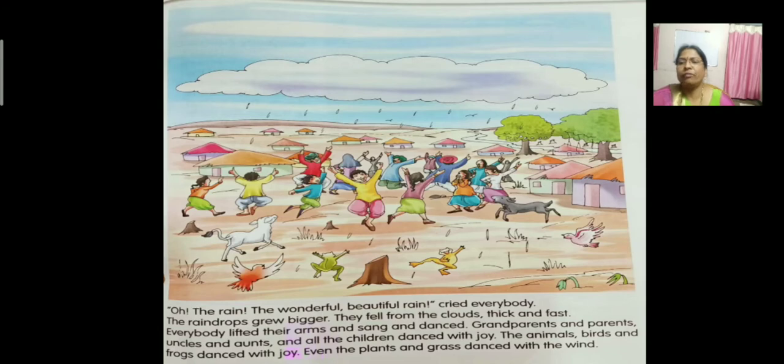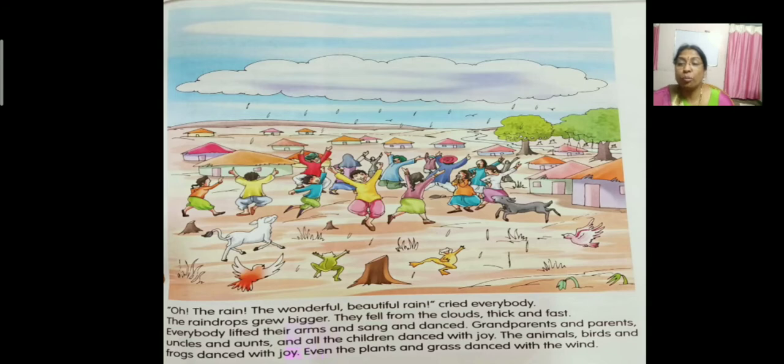Oh, the rain, the wonderful, beautiful rain, cried everybody. See, you can see the picture, children. Everyone is very happy. I think you're also very happy, isn't it, children? Because all these people of the village were longing to have the rain. As there were no rains for 5 years, they were praying to the rain God. And finally, the rain God had answered them.